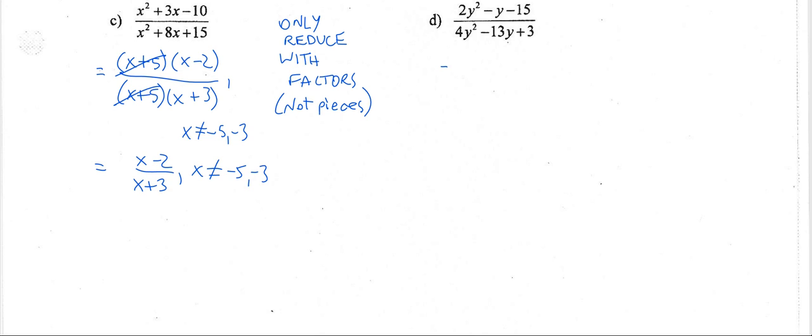Okay, next one, use your favorite factoring method. I'm just going to use my trial and error. And I want a negative y, so here's my -6y, here's my positive 5y, that will add up to -y. And we'll do the denominator.